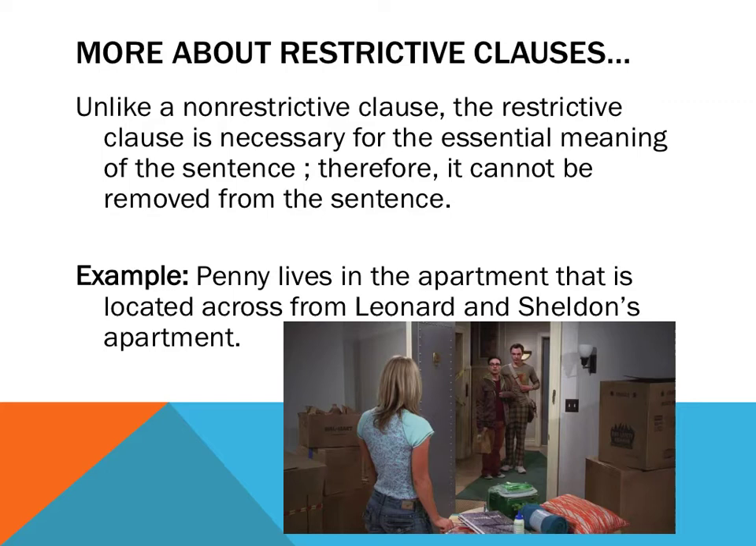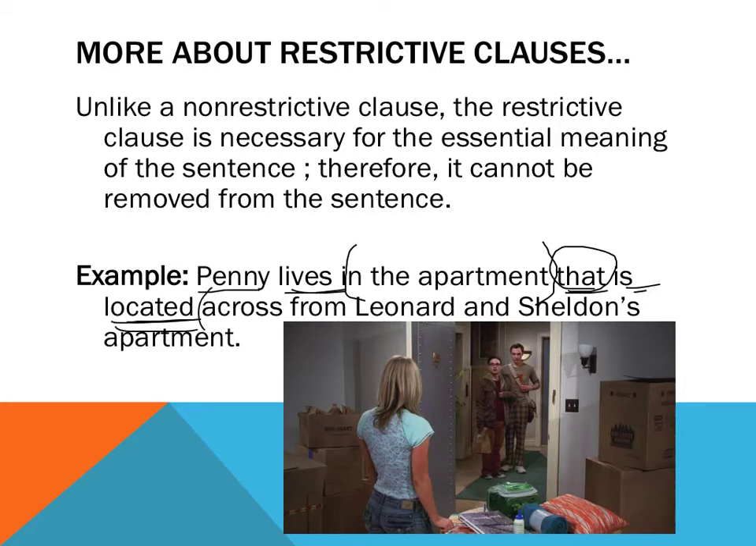For example, Penny lives in the apartment that is located across from Leonard and Sheldon's apartment. Penny is our subject, lives is the verb. We have a prep phrase, in the apartment. Then we have a restrictive clause, starting with the subject and keyword that, and is located is the verb.